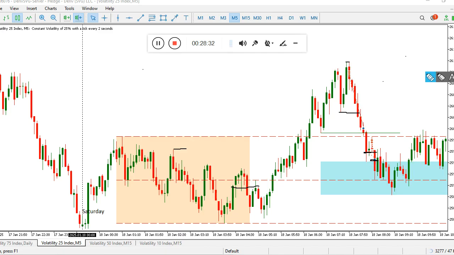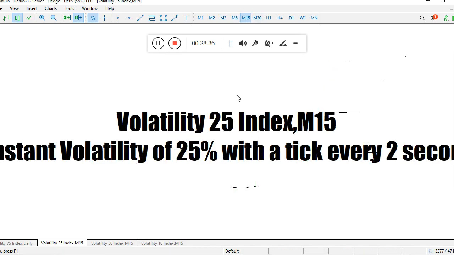Let me show you the key level here from the 15-minute time frame. Let me show you your key level here.